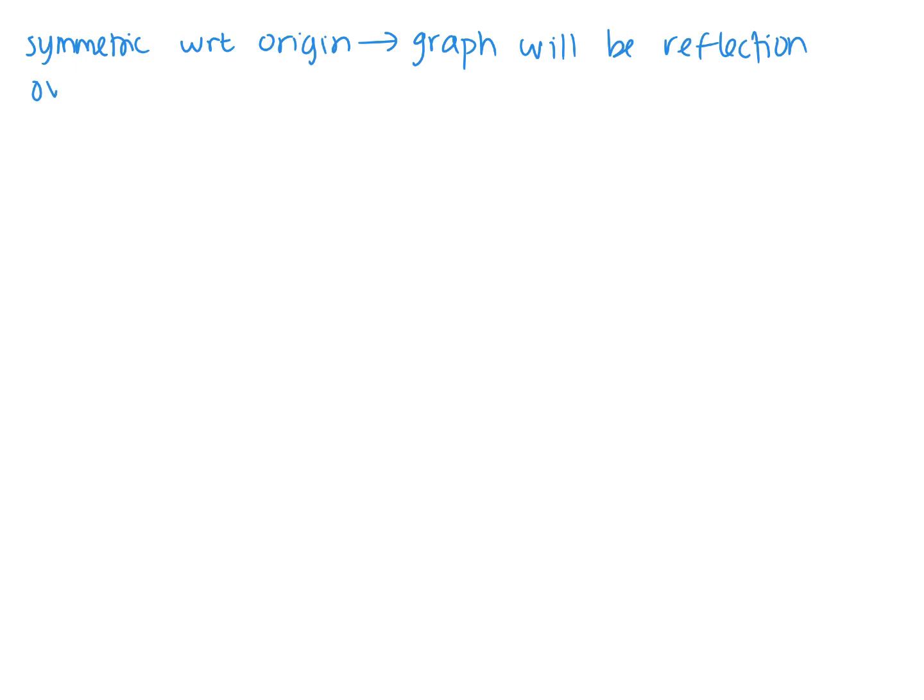So you should be asking yourself, visually, what does that look like? If something is symmetric with respect to the origin, visually, what does it look like? So I want you to write this down somewhere, please. Symmetric with respect to the origin: the graph will be a reflection over the x and y axes. Here's what I mean by that.